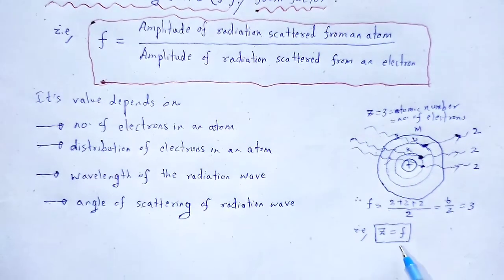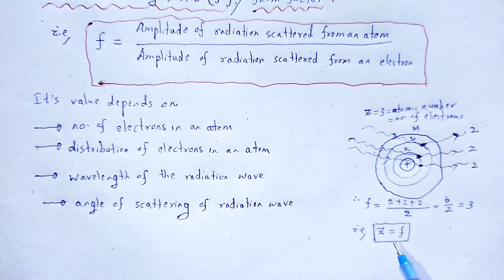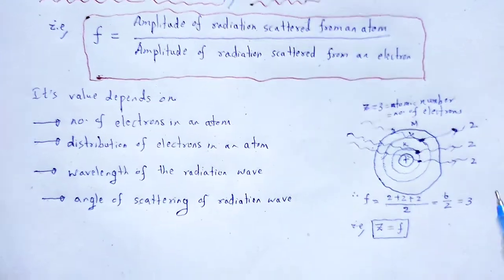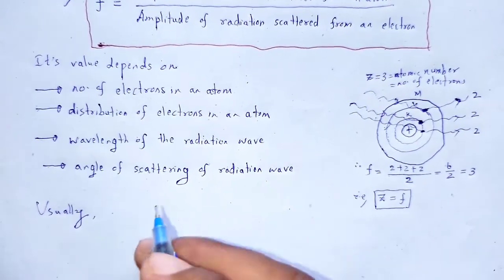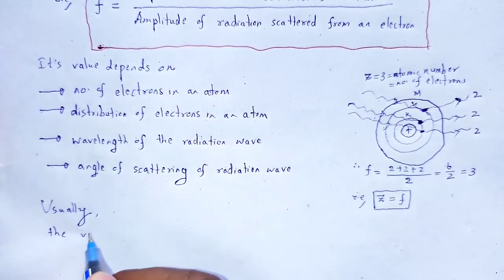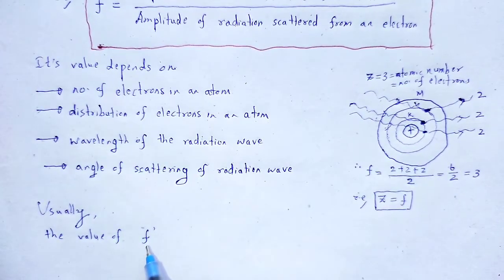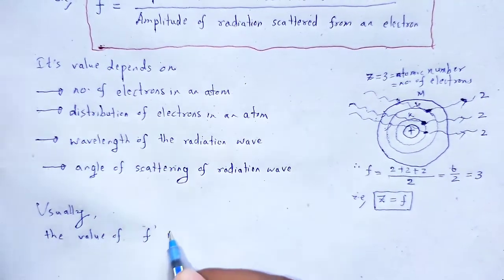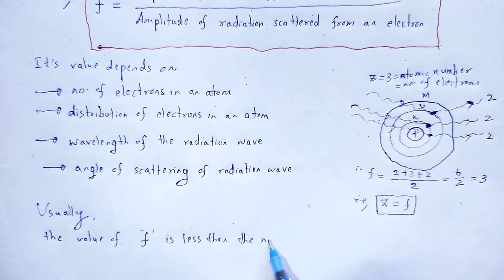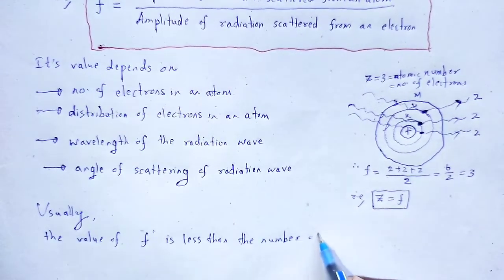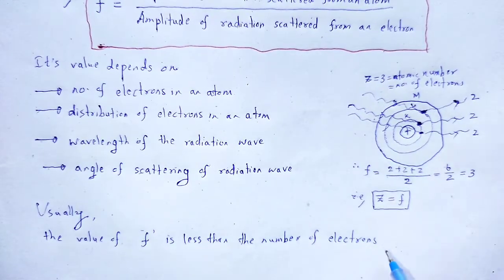Usually we say that the value of atomic factor F, the atomic scattering factor or form factor, is less than the number of electrons, or we can say the atomic number.